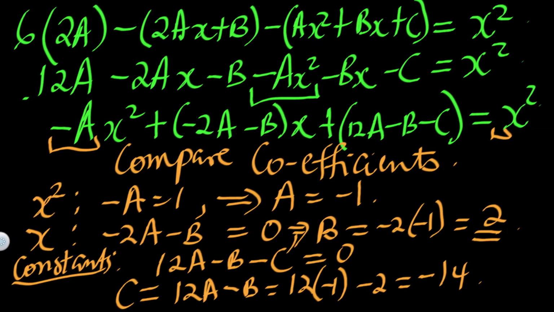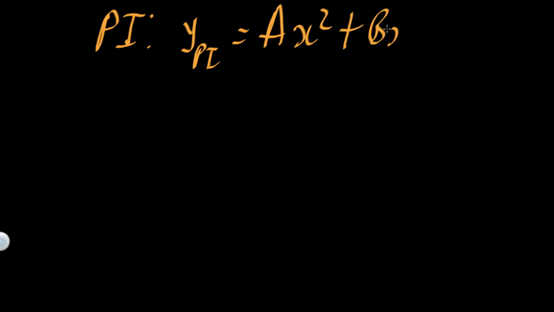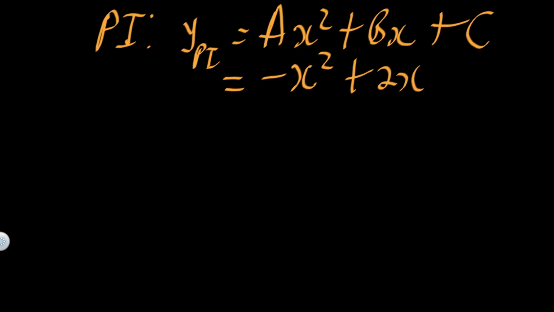Once we have a, b, and c, it means we have our particular integral. So from here, I can write my particular integral, y PI, which is, remember we said it is in the form ax squared plus bx plus c, and we know our a is -1, so this is minus x squared plus 2x, since our b is 2, minus 14 because our c is -14. So this is our particular integral.